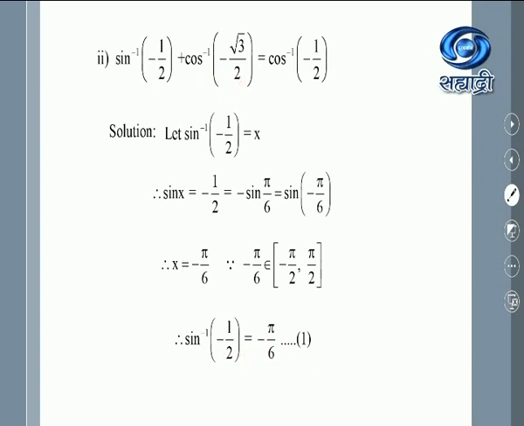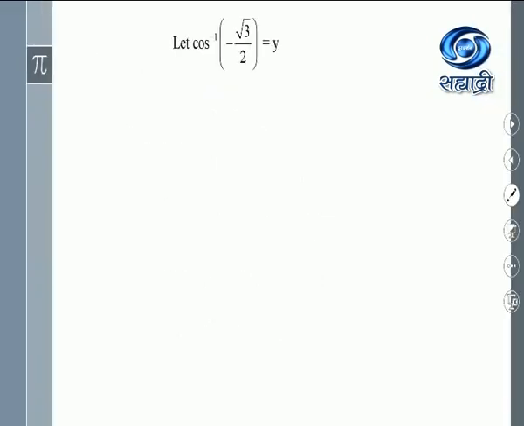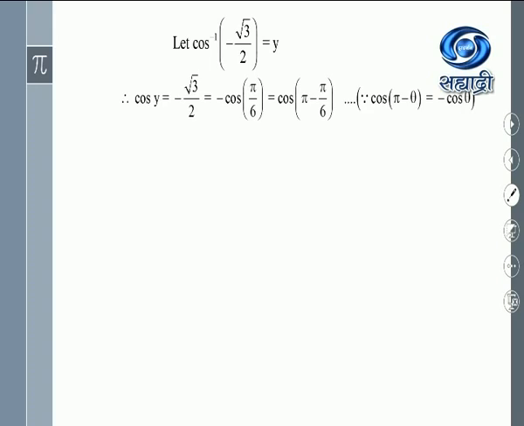Let us find out for the second, which is cos inverse of minus root 3 by 2. Let cos inverse of minus root 3 by 2 be equal to y. By definition, cos y is equal to minus root 3 by 2. You know, cos of 30 degrees is equal to root 3 by 2. Therefore, with the negative sign, minus cos of pi by 6 is equal to minus root 3 by 2.